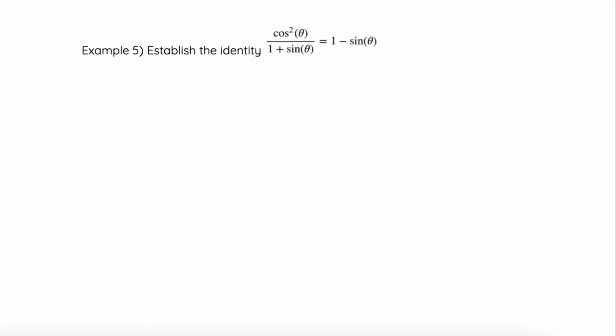However, I noticed that in my numerator I have cosine squared, and we decided that this was a Pythagorean identity from sine squared plus cosine squared. So I'm going to use the Pythagorean identity.